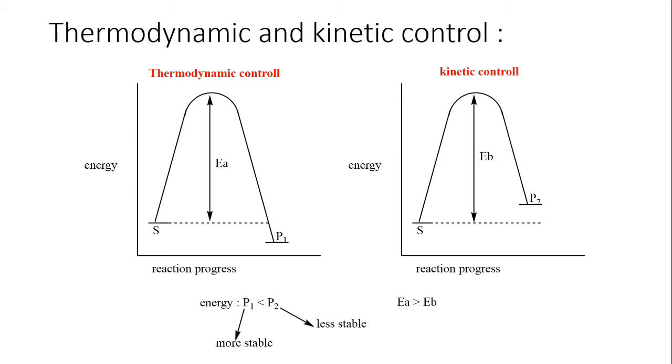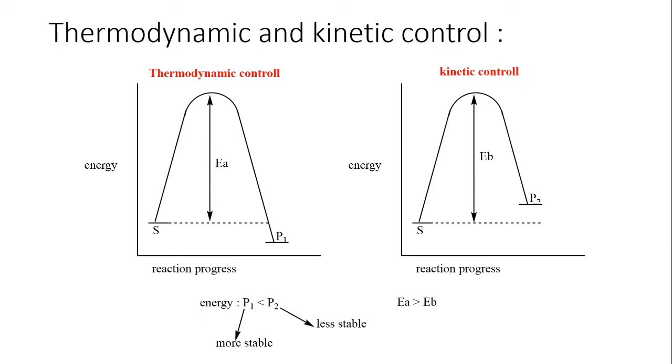Mostly, thermodynamically controlled reactions are slow, because we want a stable product. And you may know that the formation of a stable product is a slow process. I hope you can understand this first graph, which is the graph of thermodynamic control.